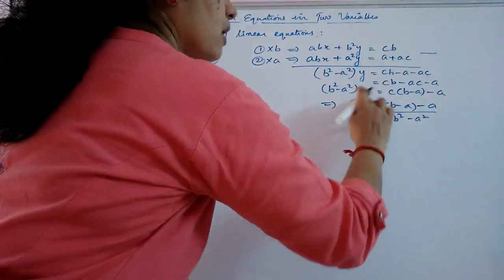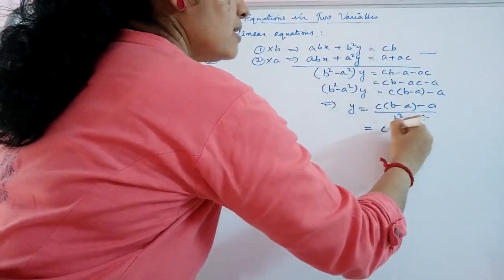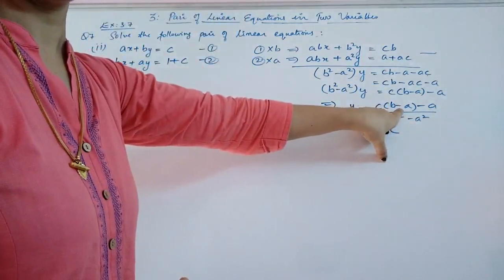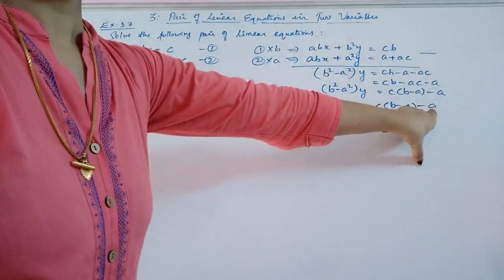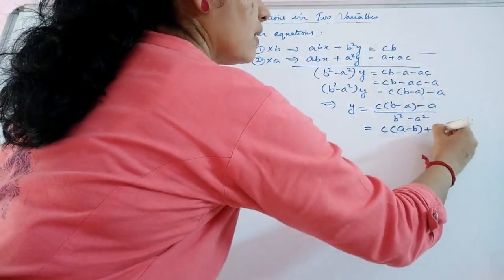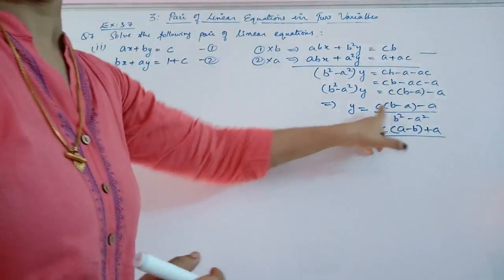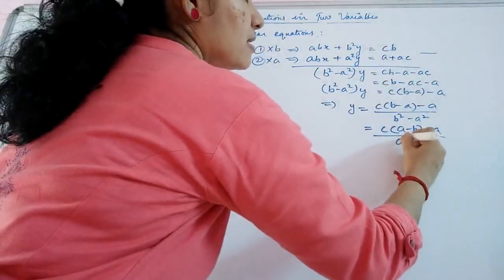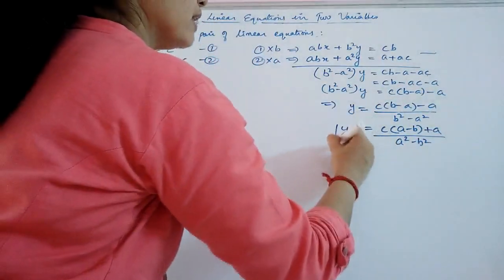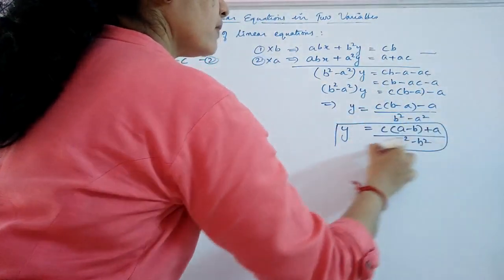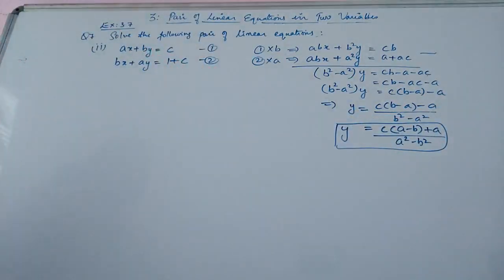So what will be the term now? The fraction will become like c into, here you have taken a negative out, that means b minus a will become a minus b, minus a will become plus a, and denominator again you have taken out a negative sign, will become a square minus b square. That negative we have cancelled. So you are getting the value of y to be c into a minus b plus a divided by a square minus b square.